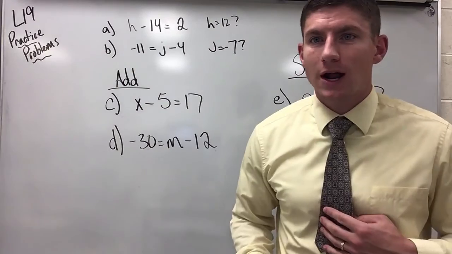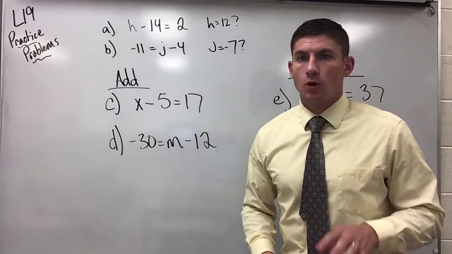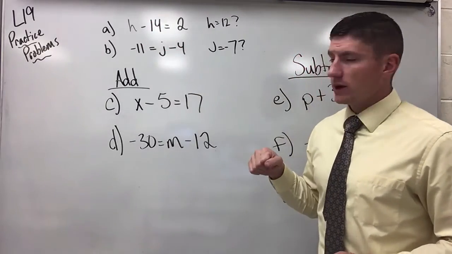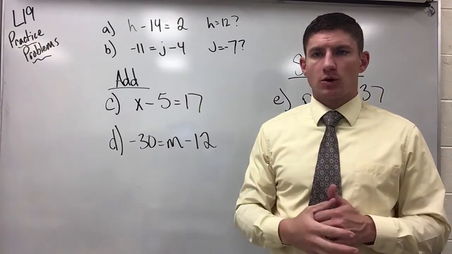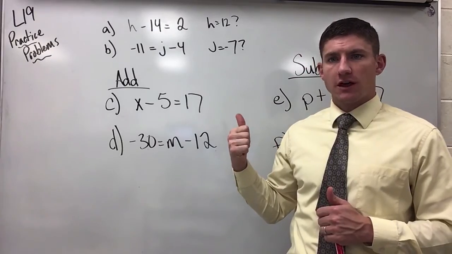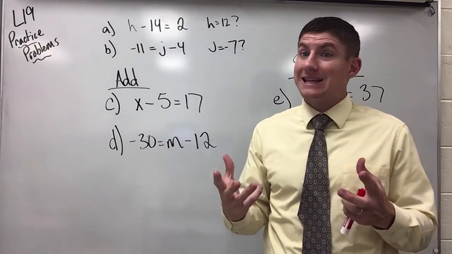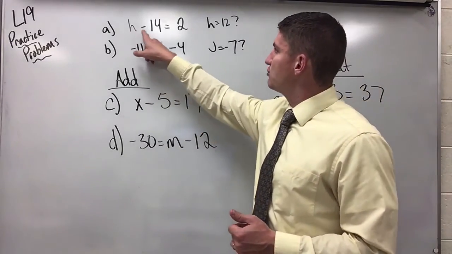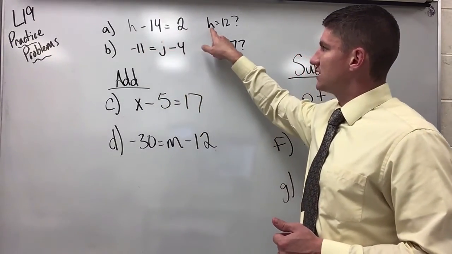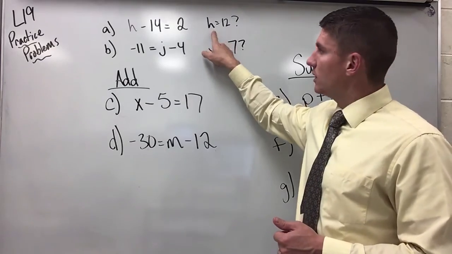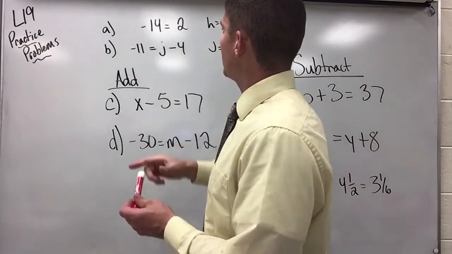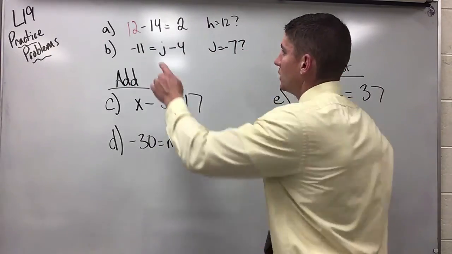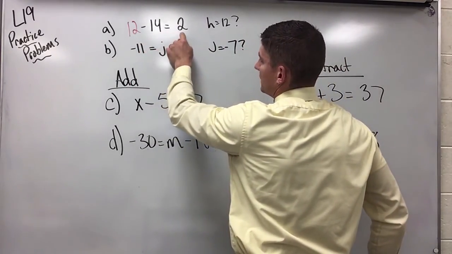Practice problems for lesson 19, broken down to match up with the example problems that we just looked at. In letters A and B, we have to take the equation that we're given, plug in the value that we're given for that variable, and see if it makes a solution, makes that equation equal on both sides. Let's take a look. You have h minus 14 equals 2, and it says, does this work if h equals 12? What I would do is erase the h and plug in the value right here and then solve the mathematical problem. 12 minus 14 equals 2. Is that a solution?